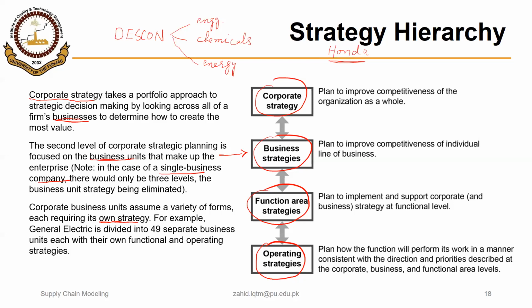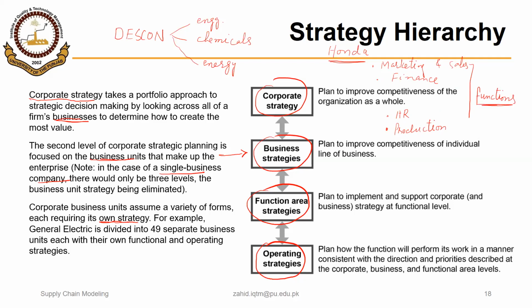The third level is functional strategy or function area strategy. As you know, there are different departments in any organization. For example, there is marketing and sales. There is finance. There is HR. There could be production or operations. We generally call them departments, but in business terminology, these are actually the functions of that organization.